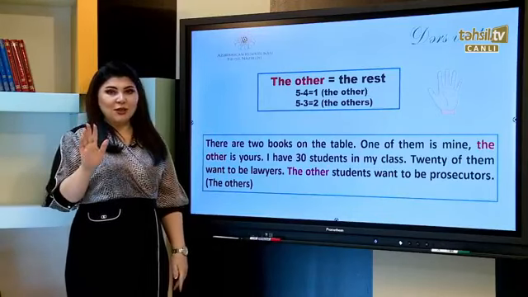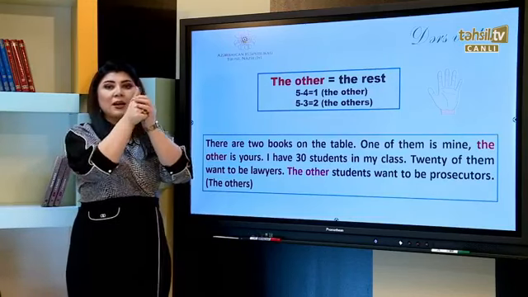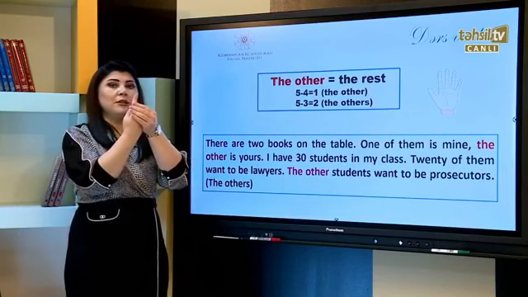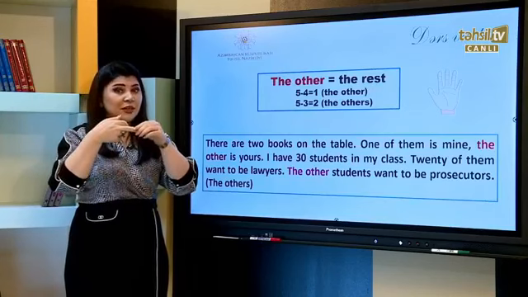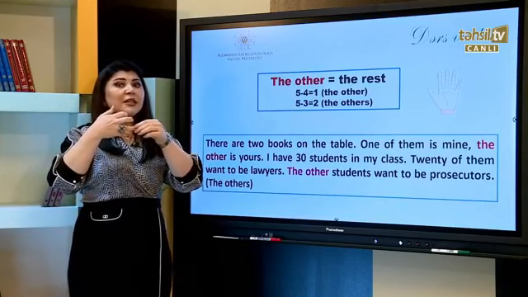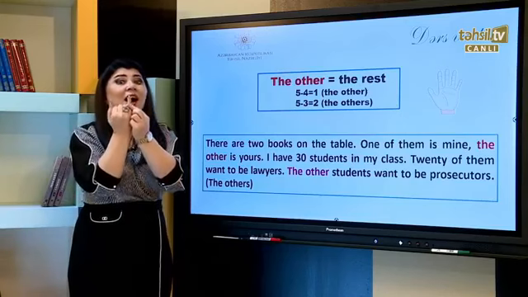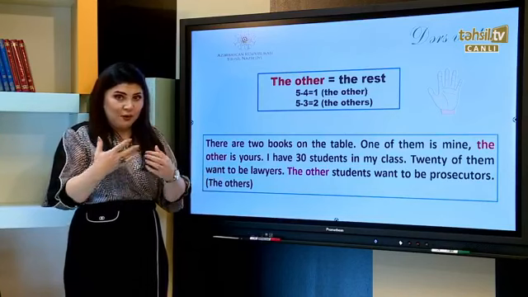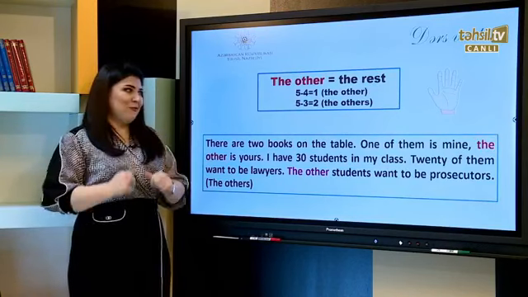Okay, or look at your hand. We have fingers. One is your thumb. Another finger is your index finger. Another finger is your middle finger. Another finger is your ring finger. And the rest of the 5, okay? The rest of the 5 mentioned is your little finger.